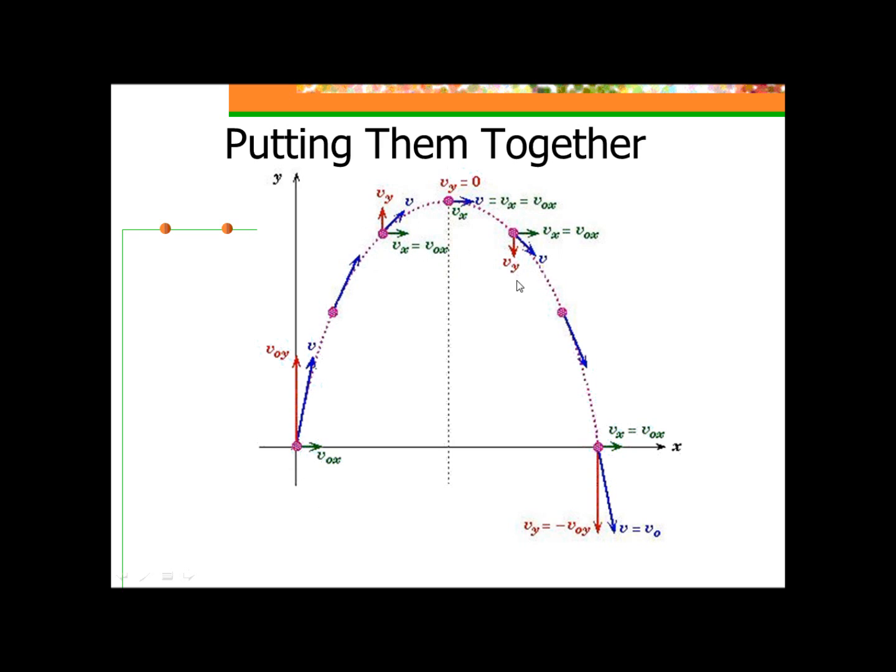The blue arrows are the resultant. That's when you combine both the vertical and the horizontal. And the way we would combine these is by using the Pythagorean theorem. And so we would get this arrow going in a much more straight up direction. And then as this vertical is going down, it starts bending more and more towards the horizontal until at the very top, the resultant is the horizontal.